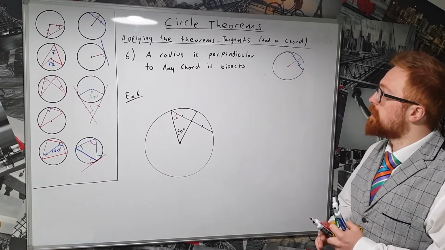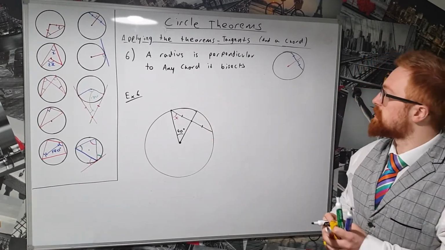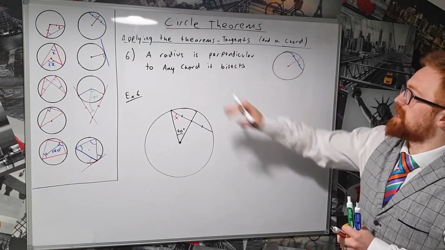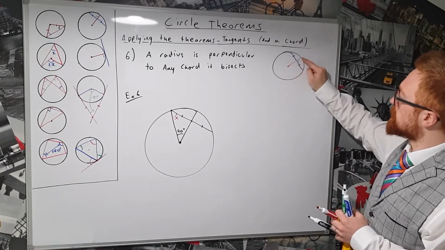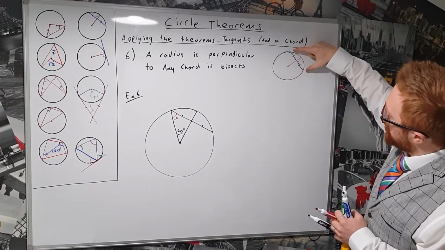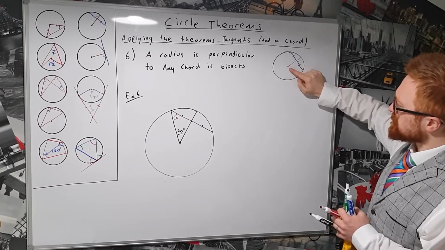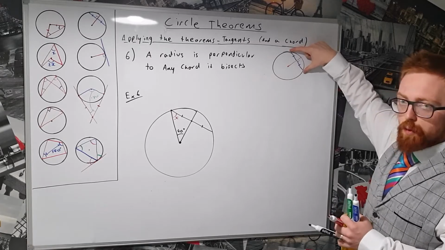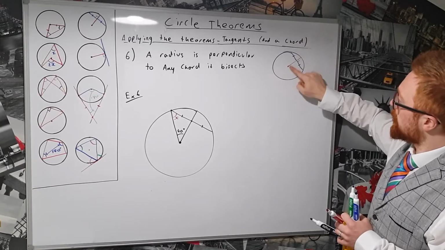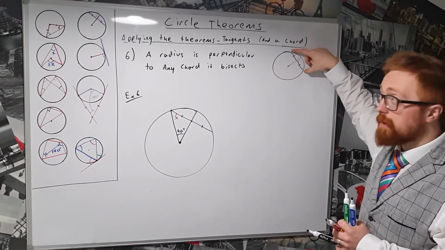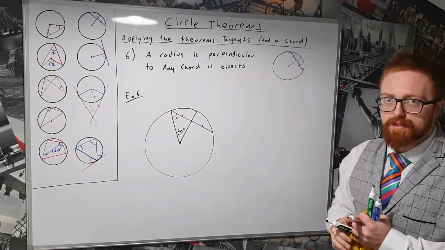Okay, so on to our first theorem of this video, but theorem number 6 of all of our circle theorems. A radius is perpendicular to any chord that it bisects. So if we've got a radius and I've got a chord, so a chord is any line that connects 2 points on the edge of a circle. If a radius is perpendicular to a chord, then it cuts the chord exactly in half. Similarly, if this radius cuts this chord exactly in half, you know it must be perpendicular. Okay, that's what this theorem means.